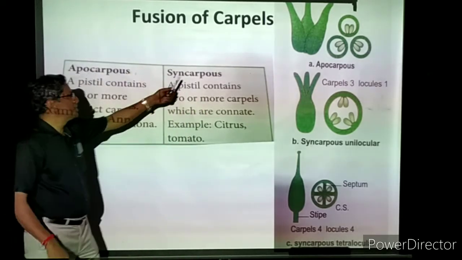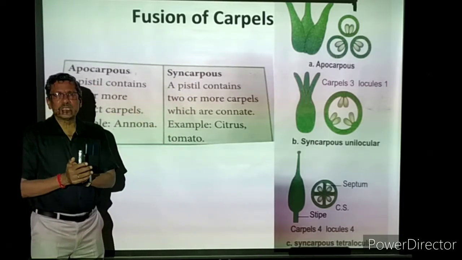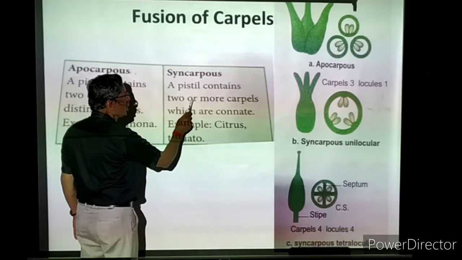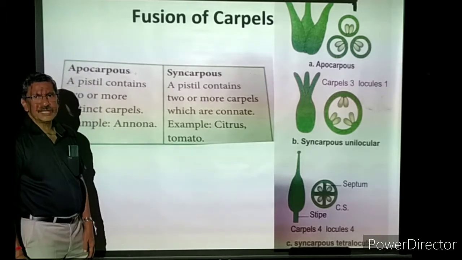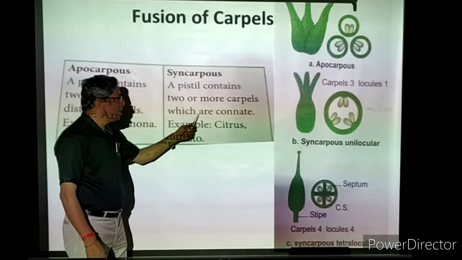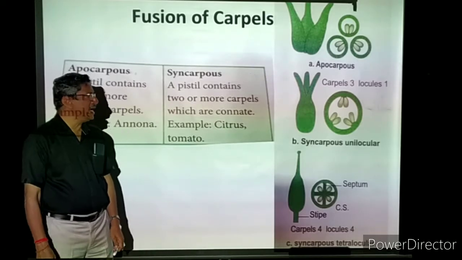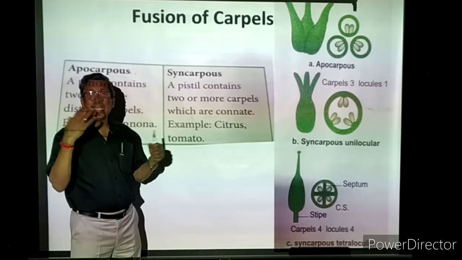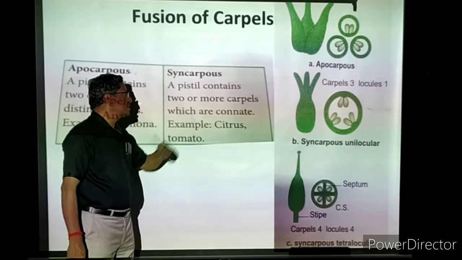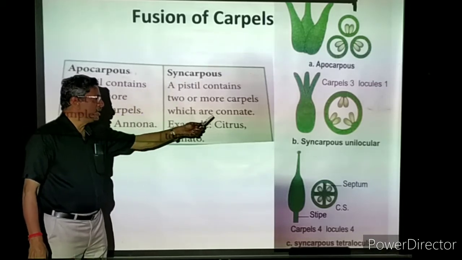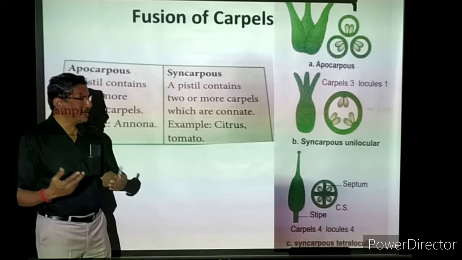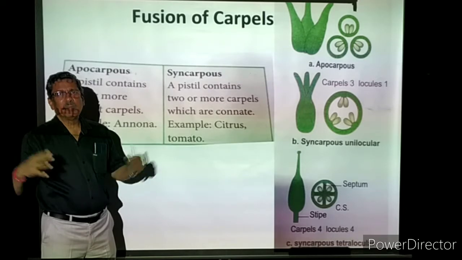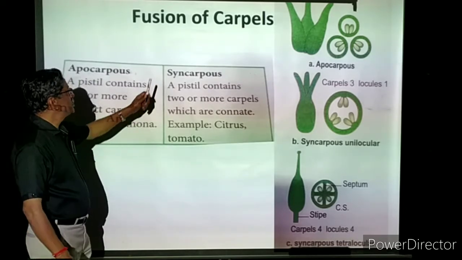Syn means fused, carpus means carpels. The carpels' side walls are fused, that is called a syncarpus. A pistil contains two or more carpels which are connate, C-O-N-N-A-T-E. Connate means fused. The margins, the side walls, are fusing with each other. That is called a syncarpus. Example, citrus. Citrus means orange, lemon, etc. Tomato. Even in the tomato, when you cut crosswise, you can find some chambers, but all the chambers are fused. That is called syncarpus.